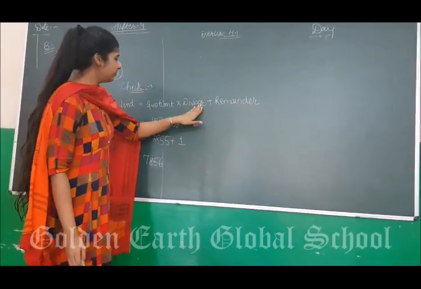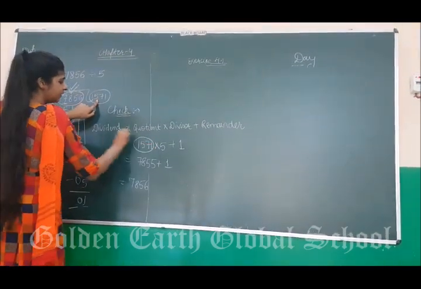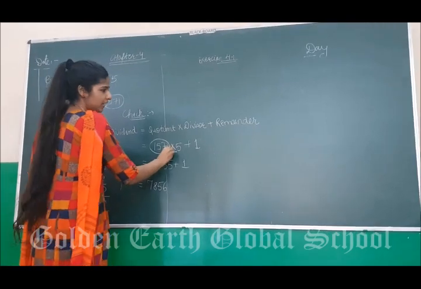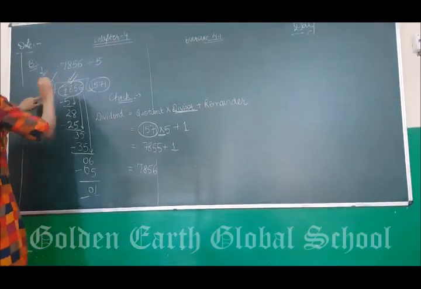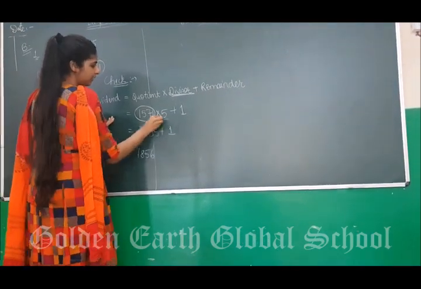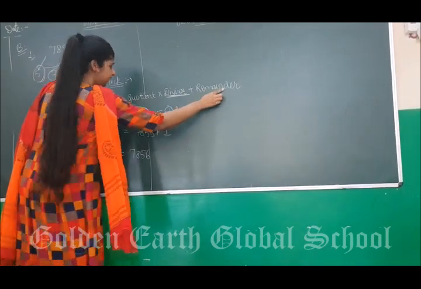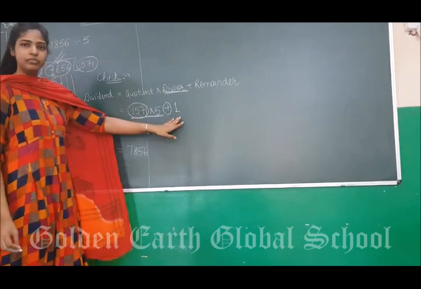quotient multiply divisor. What is our quotient? 1571. Now multiply, put the sign of multiplication. What is the divisor? The divisor here is 5, जिसके साथ हमने डिवाइड करा. 1571 मल्टीप्लाई 5 प्लस रिमाइंडर. हमारे पास रिमाइंडर कितना आया था? 1. Right, write down 1 here.